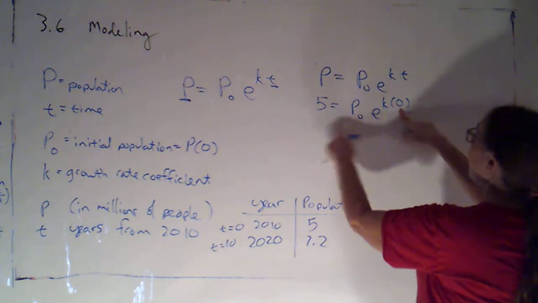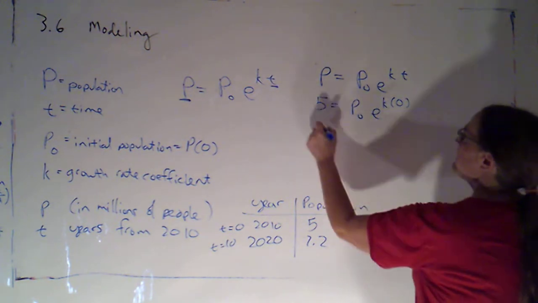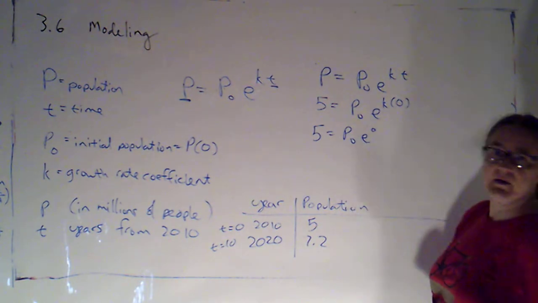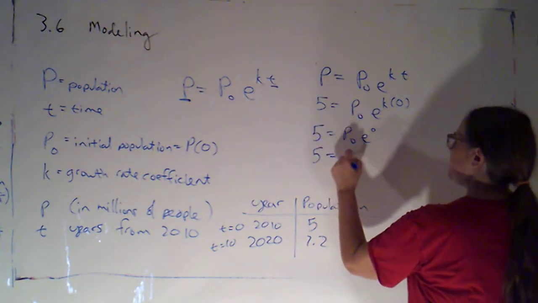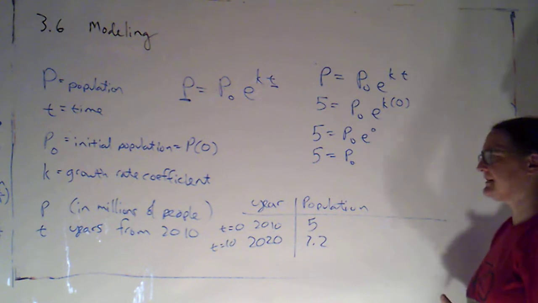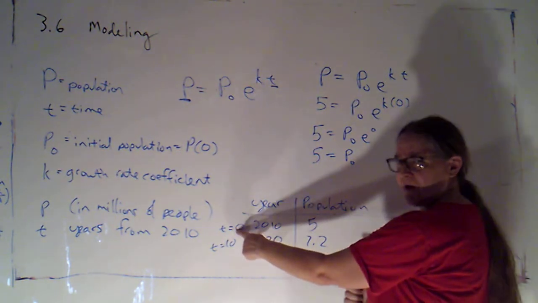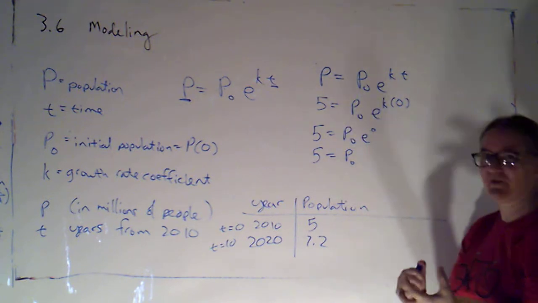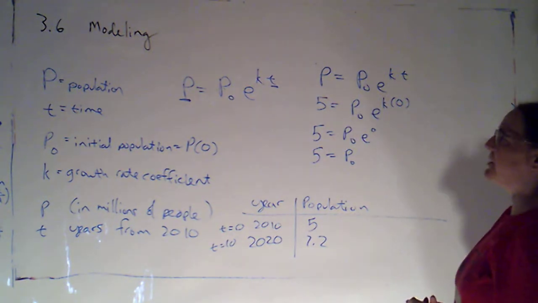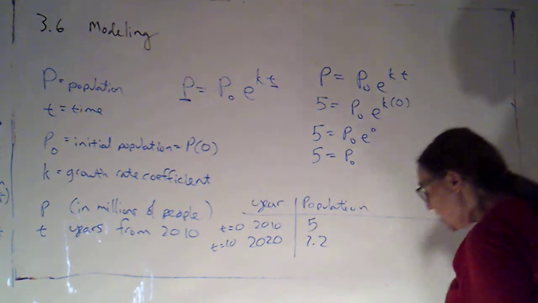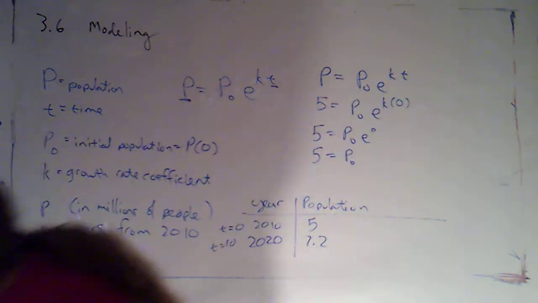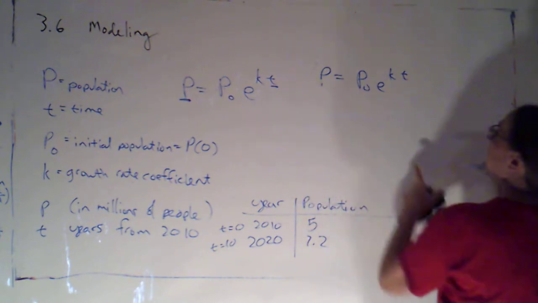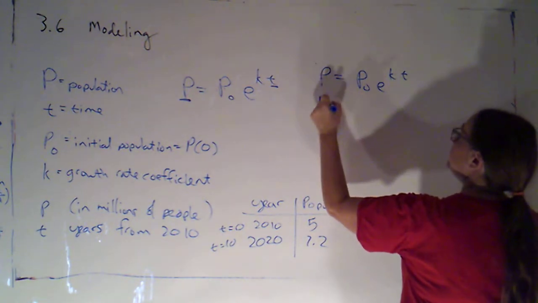Now when I plug that in, notice this just becomes 5 equals P0 e to the 0, but e to the 0 is 1, so 5 is equal to P0. Again, I think it's simpler to realize, hey, if that's where we are when time is 0, that symbol means the initial population, so that's just going to be 5. Okay, so I can now make my model a little bit more specific. We're halfway there. I can replace P0 with 5.